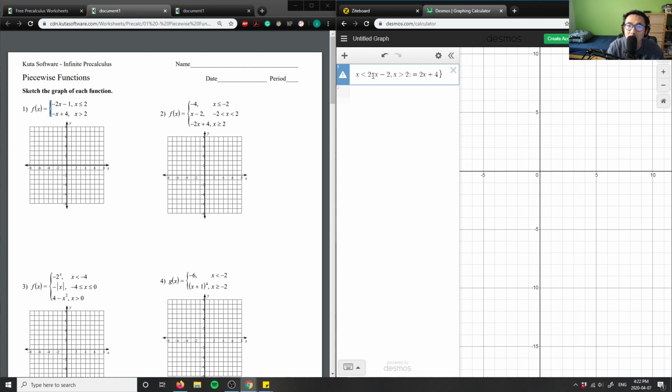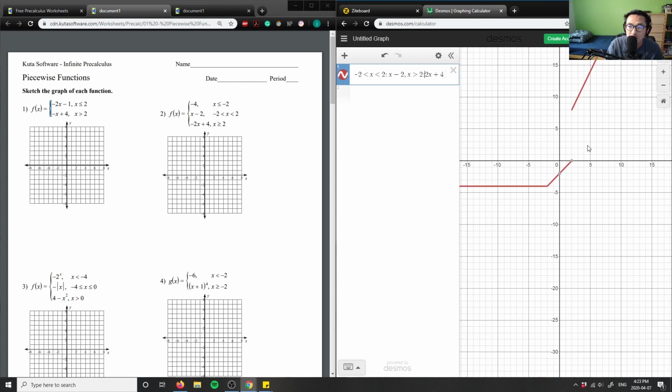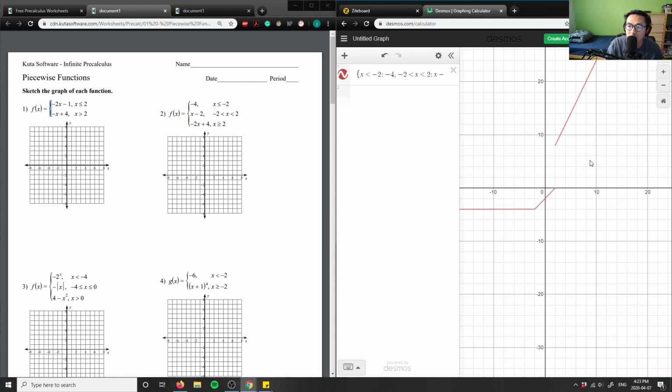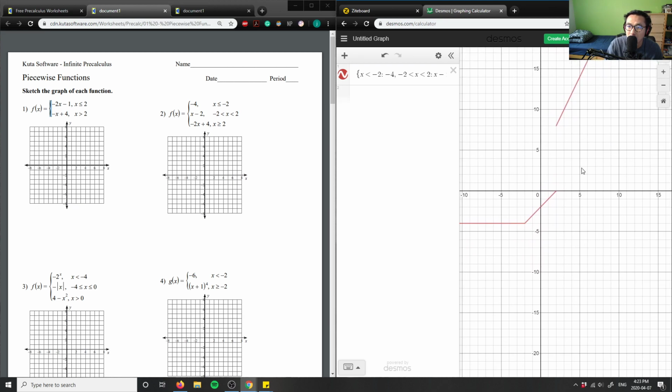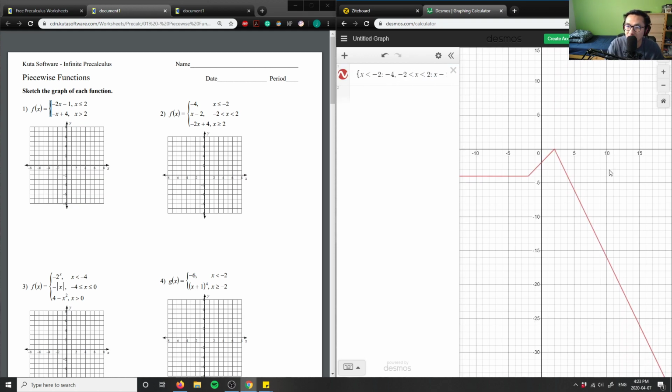Why doesn't it show anything? Is this supposed to be a comma? If x is greater than 2, there's no equal here. There we go. So again, Desmos shows something weird, but it's negative. Oh, this is negative. There we go. That's correct. That looks more correct here.